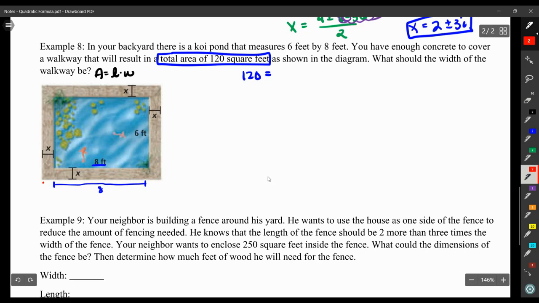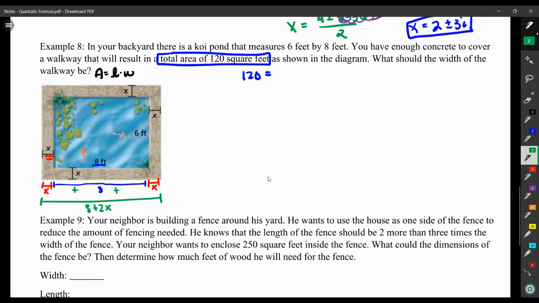Well, I know that from here to here is the width of the walkway, which I called x from up here. And that's the same for this side as well. That's also an x. So if I look at this entire side from walkway to walkway, I can say that length is 8 plus 2x, because I'm going to add all these sides together: x plus 8 plus x. So my length is 8 plus 2x.